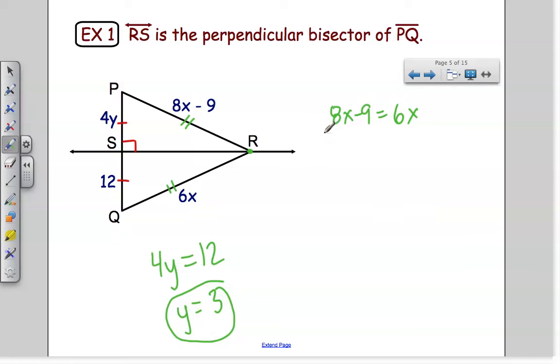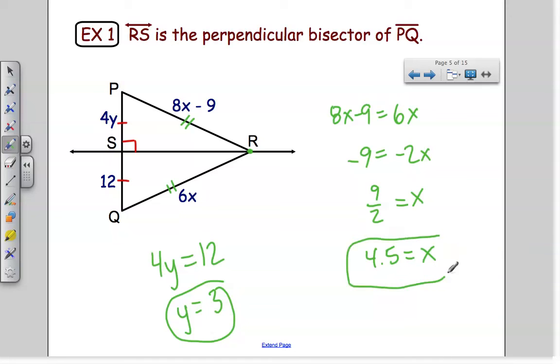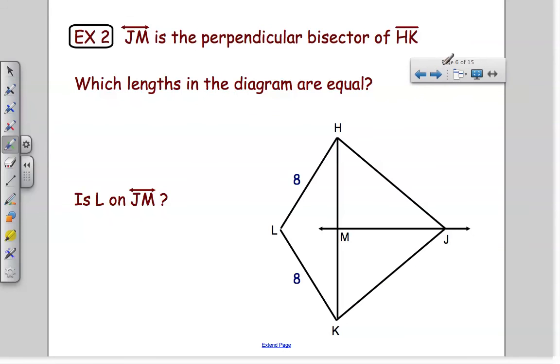Solve for x, I would probably subtract 8x, get rid of it here, and we'd just have negative 9. 6x minus 8x would be negative 2x. Divide by negative 2, it'd be negative 9 over negative 2, turning to positive 9 halves. Or as a decimal, 4.5 for x. Alright, perpendicular bisector theorem there. Another example.